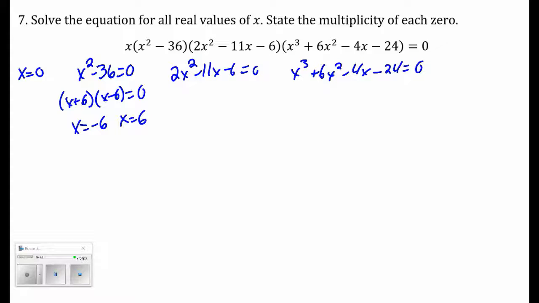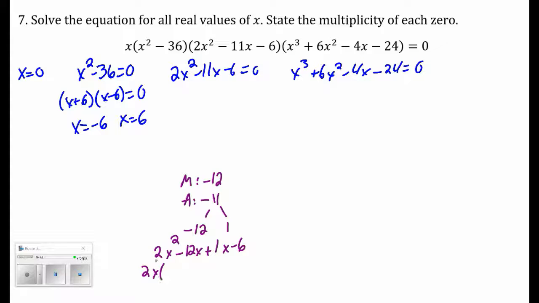I have to factor this trinomial, but this is a trinomial with a leading coefficient. So I'm going to want to use the AC method. What multiplies to a times c? What multiplies to negative 12 that adds to negative 11? What are the factors of negative 12 that add to negative 11? Well, negative 12 and 1. So I get 2x squared minus 12x plus 1x minus 6.